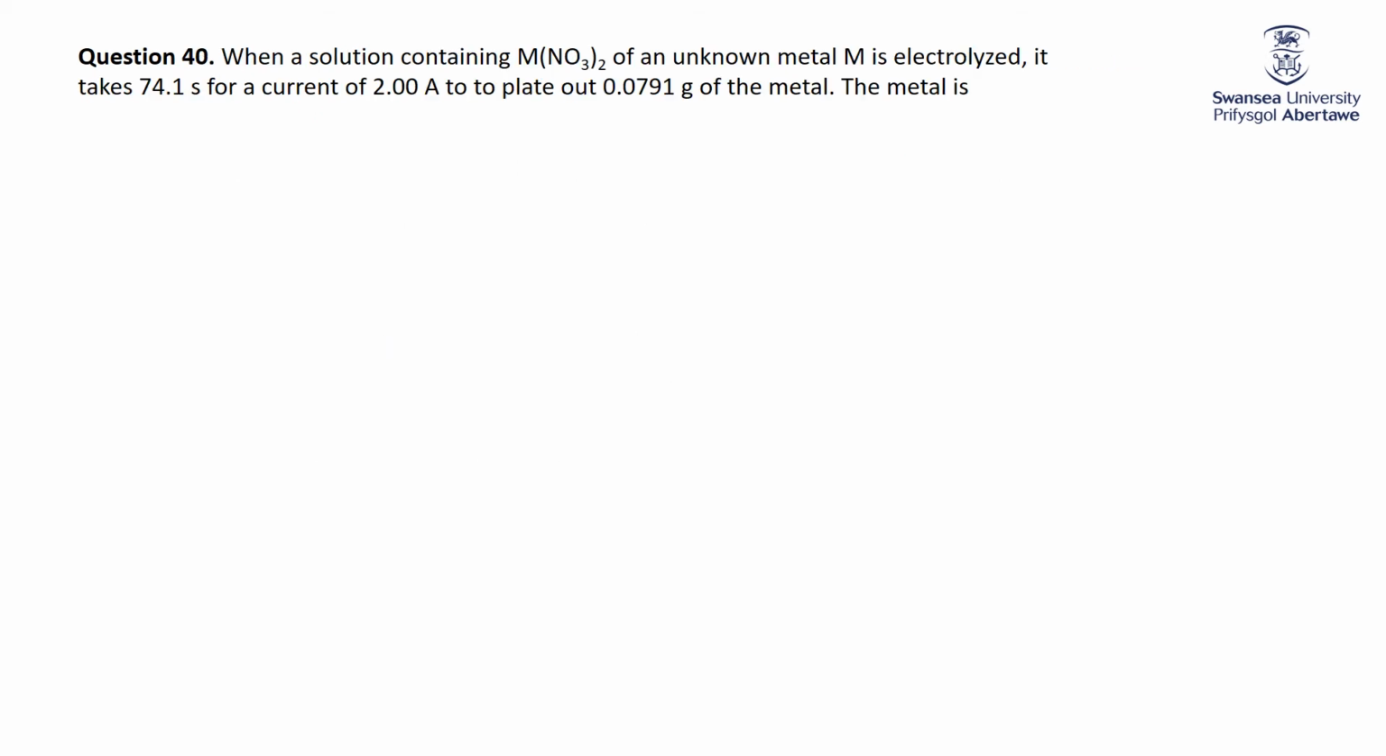40. Solution containing M(NO3)2 of an unknown metal is electrolyzed. Now, we don't know what M is, but we know when we're electrolyzing it, it's M2+, because we know nitrate is 1-, so remember that. Now, let's see what we've got. We've got seconds, we've got current, so we can get coulombs, thus the charge, thus the moles of electrons, and we know the grams of the metal.